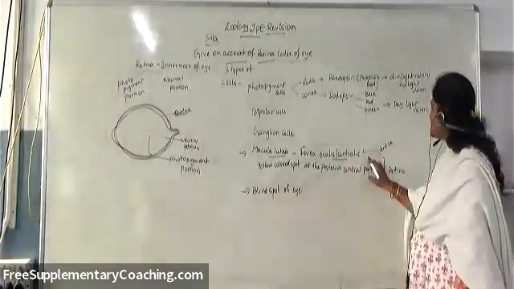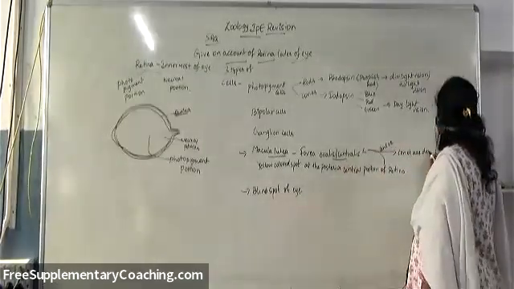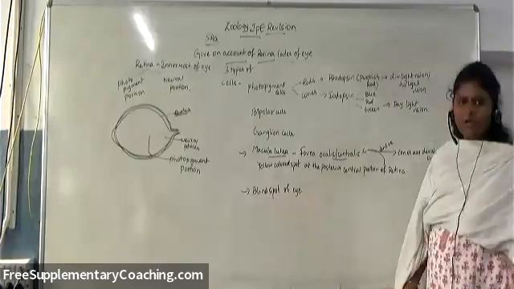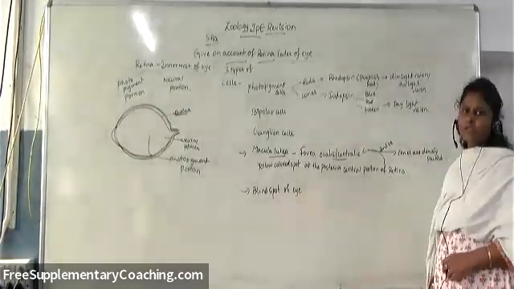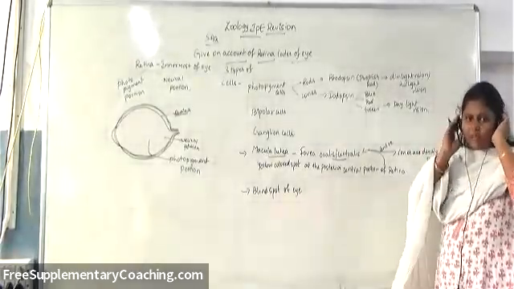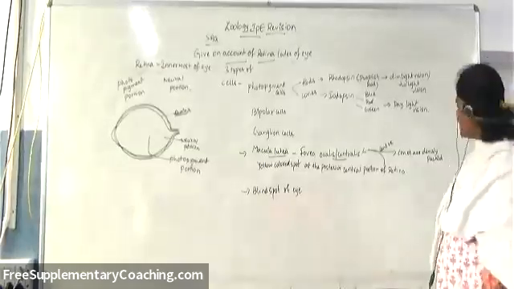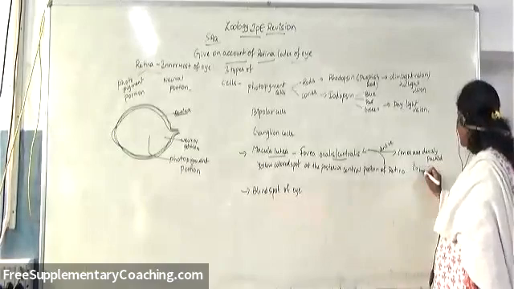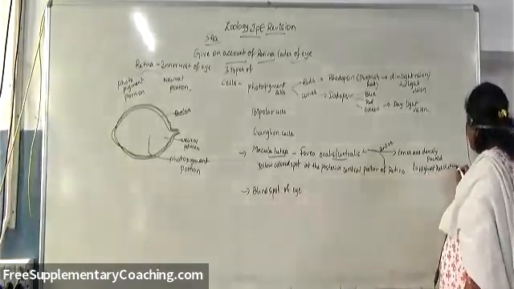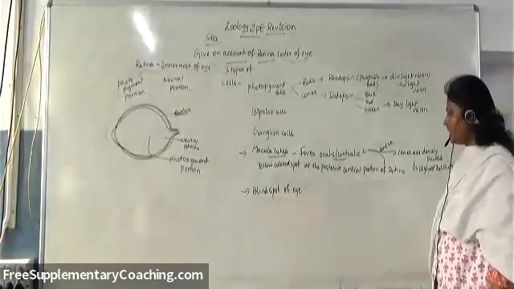In this fovea ovalis, the cones are densely packed. Only cones are present, but rods are absent. That is the important thing to be noted. Because of the presence of the cones, it has the highest resolution. Greatest resolution is present in the fovea ovalis of the macula lutea.